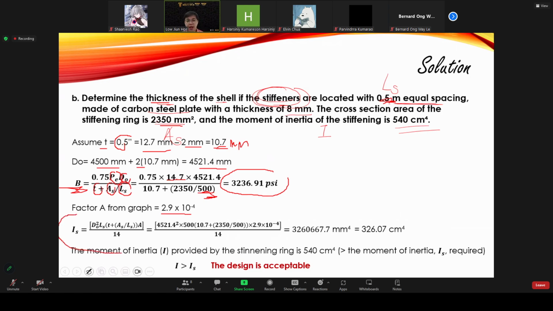Then you apply the equation, putting in the A value: outer diameter, interval of the ring, assumed thickness, cross section of the ring, and the factor A. Then you press your calculator, and this is the moment of inertia. The unit of inertia is millimeter power of 4. Convert to cm power of 4, this is the value. Then you compare this value with the moment of inertia of the ring that is given here.